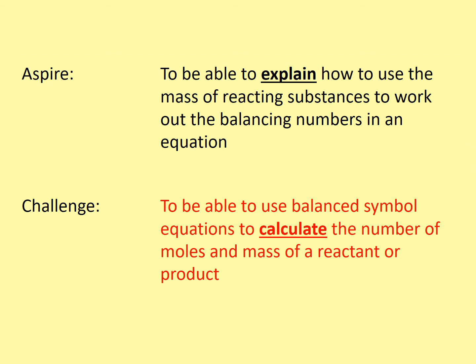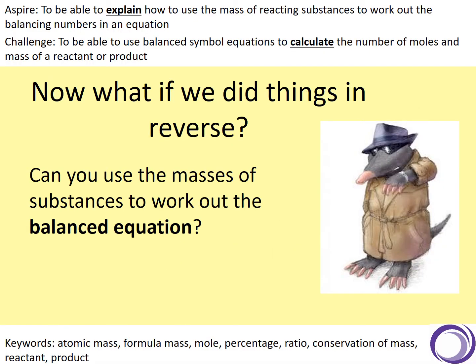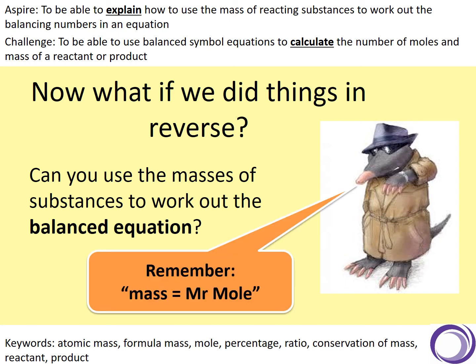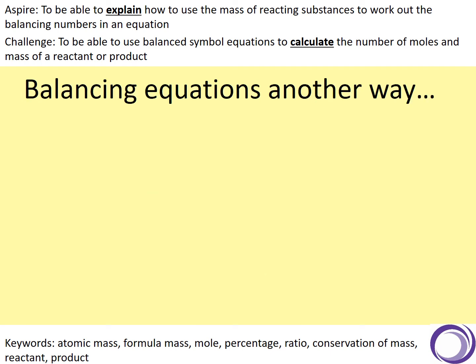So we've been able to use balanced symbol equations to calculate the number of moles and mass of a reactant or product. Now we're going to look at being able to explain how to use it to work out the balancing numbers in an equation. So what are we going to do if it happens in reverse? Can we use those masses of substances to work out the balanced equation? And of course the answer is yes. We still have to use our same equation, mass equals Mr times moles.